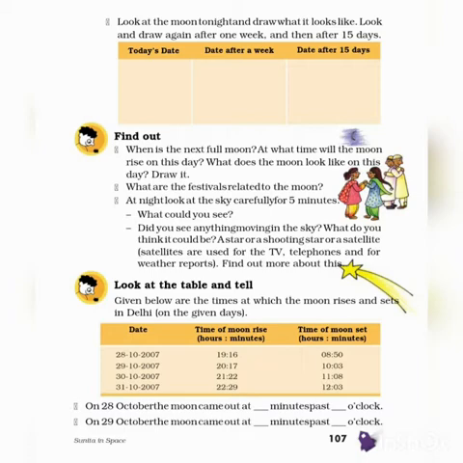You will enjoy. Now look at this table and tell. See, given below are dates, time of rise of the moon and time of moon set. Now see, on 28th October, the moon came out at 16 minutes past 7 o'clock. On 29th October, the moon came at 17 minutes past 8 o'clock. And on 29th October, there was a difference of 1 hour and 1 minute in the time of the moonrise as compared to 28th October. After seeing both these dates, you can write the answer on page number 108. All these three blanks you will do in your textbook only. These two question answers are there in your notes.